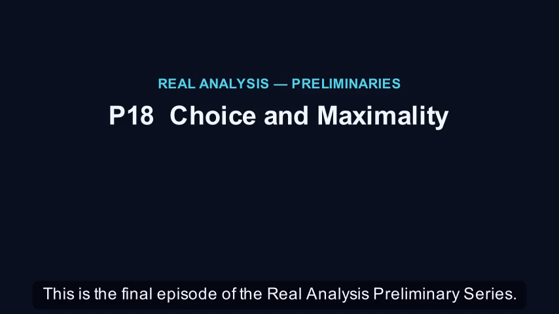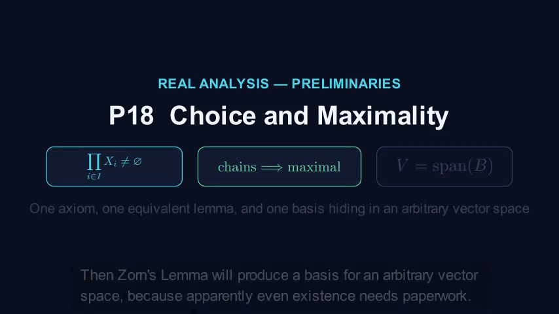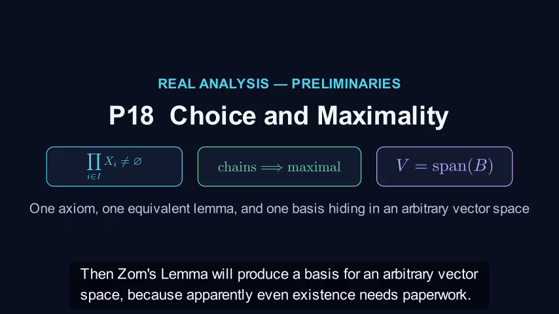This is the final episode of the Real Analysis Preliminary series. We will state the axiom of choice and Zorn's lemma precisely, and explain that they are equivalent without proving the equivalence. Then Zorn's lemma will produce a basis for an arbitrary vector space, because apparently even existence needs paperwork.